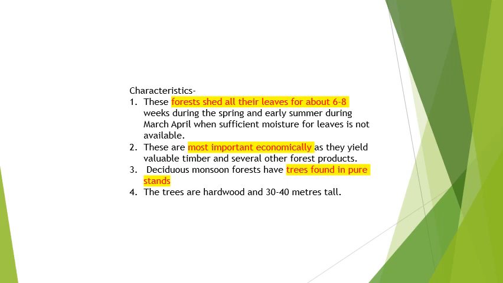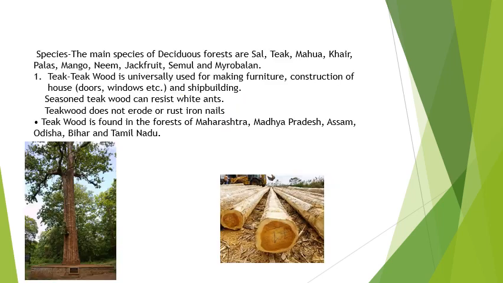The trees are hardwood and 30 to 40 meters tall. So unlike the trees of the tropical evergreen forests, which are very tall, more than 60 meters, in case of tropical deciduous forests, the height of the trees is 30 to 40 meters. Now let us see the important species of trees which are found here. They are sal, teak, mahua, khair, palash, mango, neem, jackfruit, akatal, simul, myrobalan.